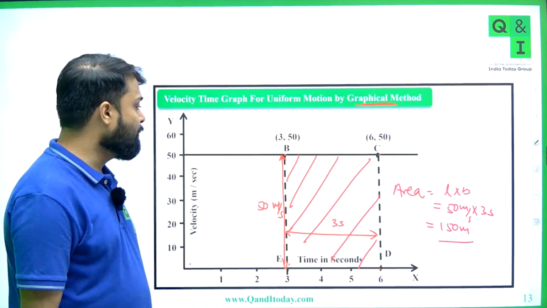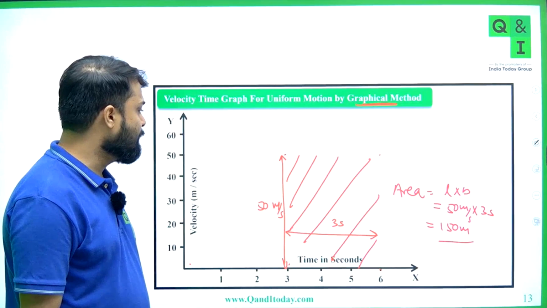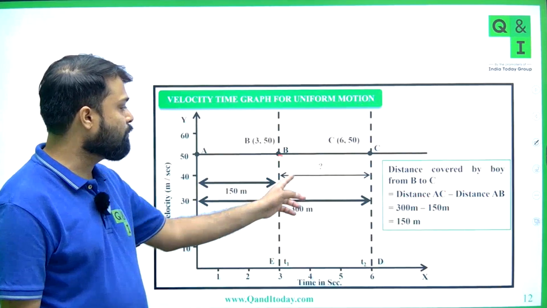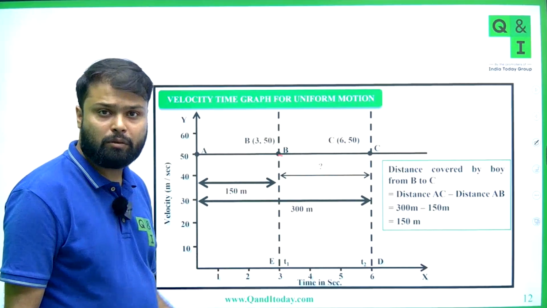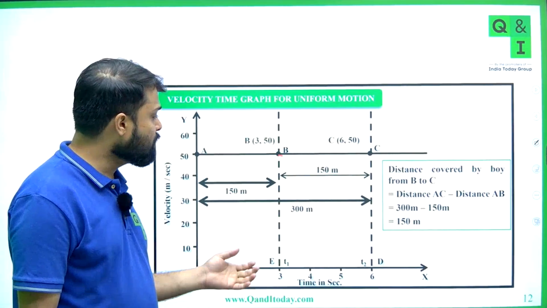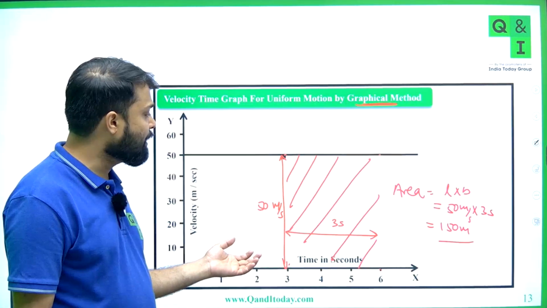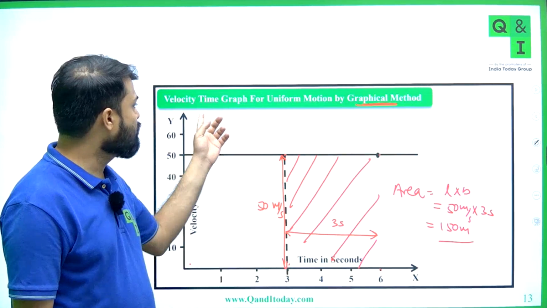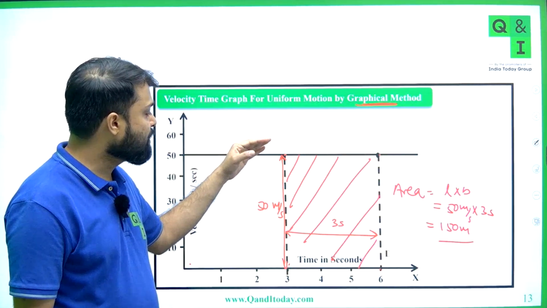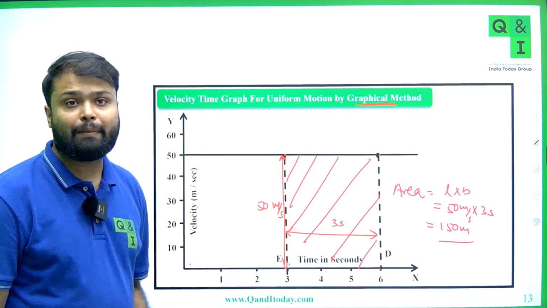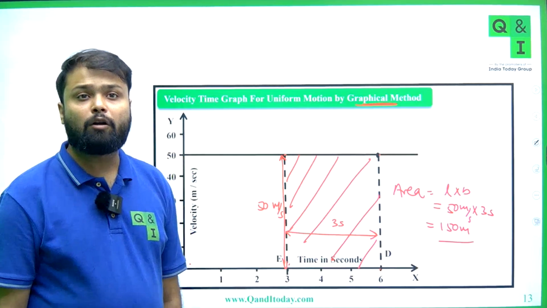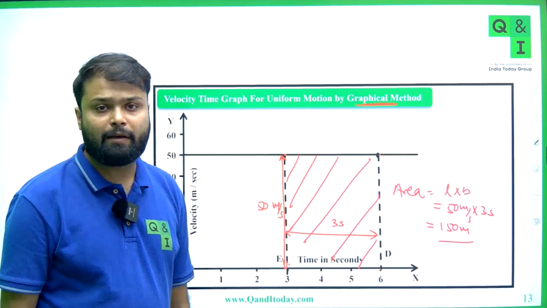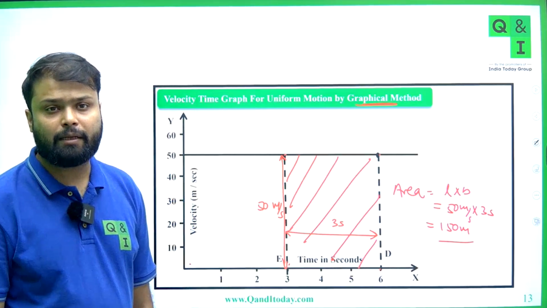Now we calculated previously that the distance covered by the body from B to C is nothing but 150 meter. Here we were using the formula that speed is equal to distance upon time. So without using the formula, by the graphical method, we can directly find it if we are given a velocity time graph. So can we say that area under the velocity time graph gives us the displacement covered by the body or distance covered by the body if the body is traveling in a straight line without changing the direction?